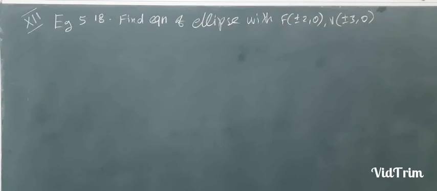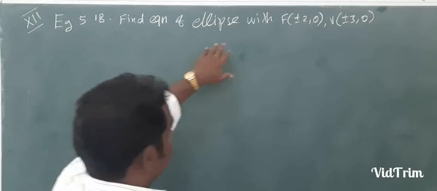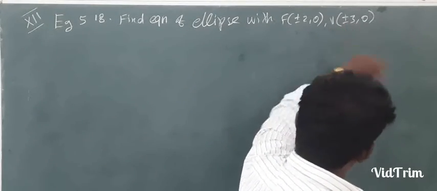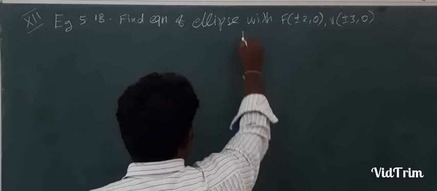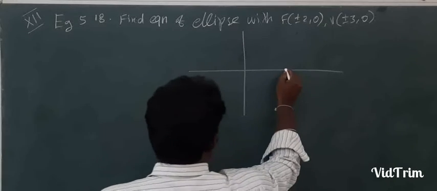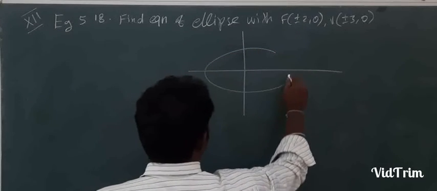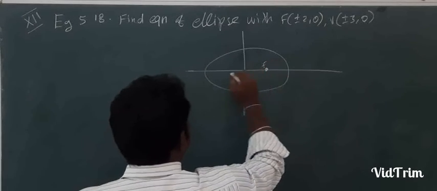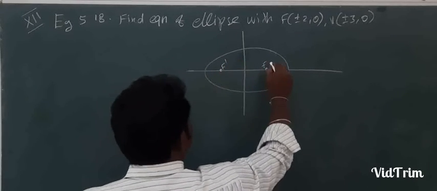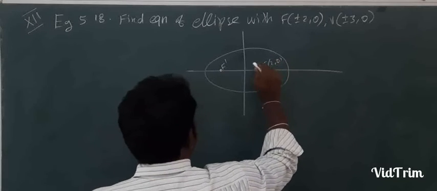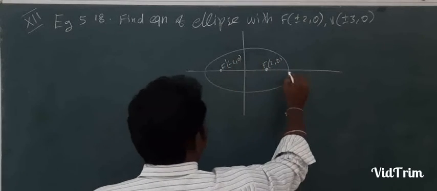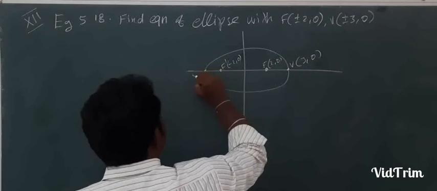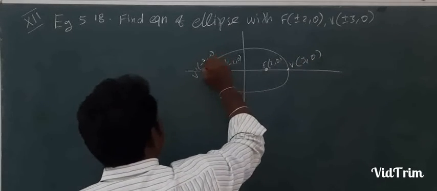Example 5.18. Find the equation of the ellipse with foci plus or minus 2, 0 and vertices plus or minus 3, 0. First you draw the ellipse diagram. They are giving the foci. That is F and that is F dash: here 2, 0 and here minus 2, 0. And vertices B is 3, 0 and this is B dash, minus 3, 0.